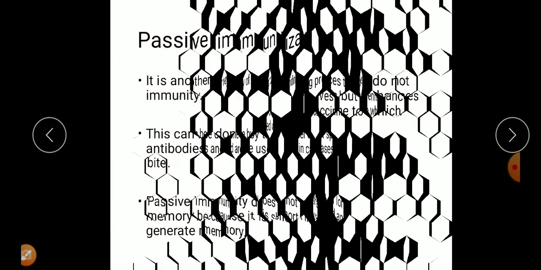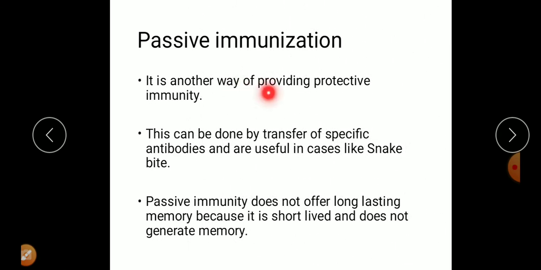And the last one is passive immunization. It is another way of providing protective immunity. This is done when you need urgent immunization. This can be done by transferring specific antibodies, which is useful in cases like snake bite. Passive immunity does not offer long lasting memory; it is short lived and does not generate good memory.